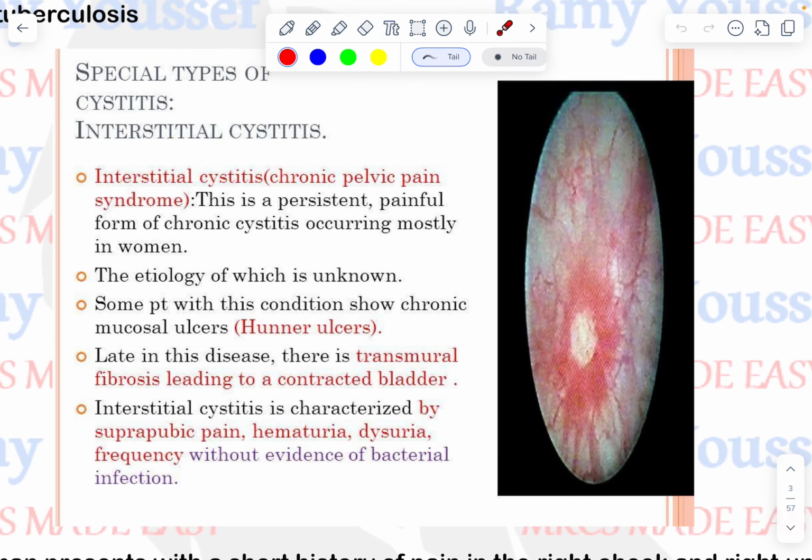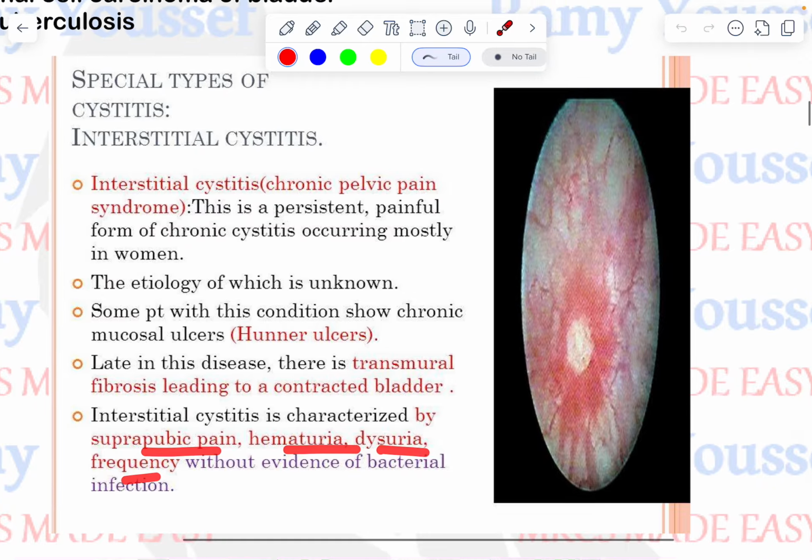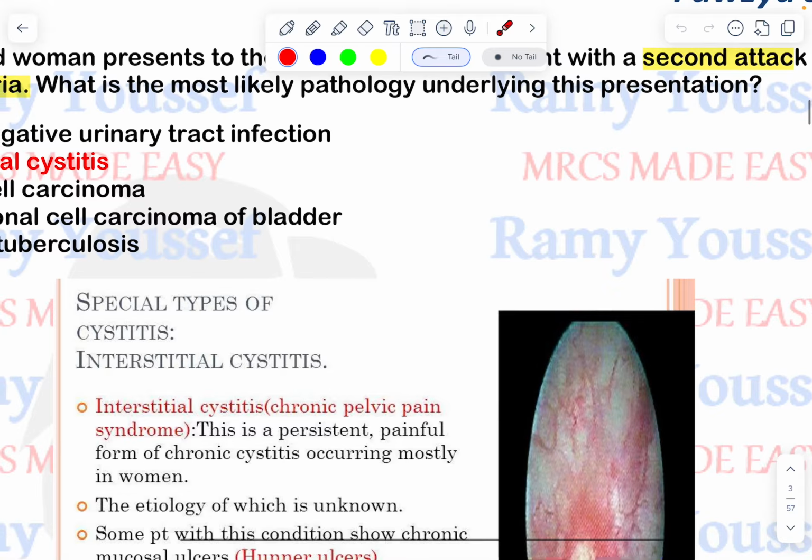Interstitial cystitis is a special type of cystitis, a chronic pelvic pain syndrome. This is persistent painful chronic cystitis. Etiology is unknown. Sometimes patients have Hunner's ulcers; this is also a Hunner's ulcer. On cystoscopy, you see red, inflamed mucosa. Late in the stage, transmural fibrosis leads to a contracted bladder. Features are suprapubic pain, hematuria, dysuria, frequency. This is interstitial cystitis.